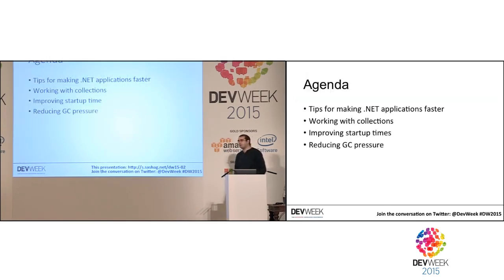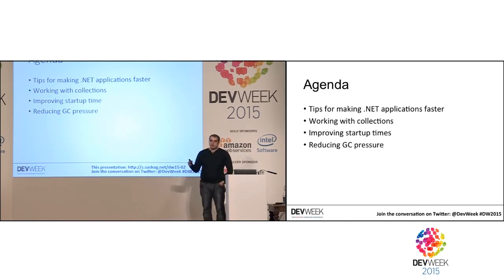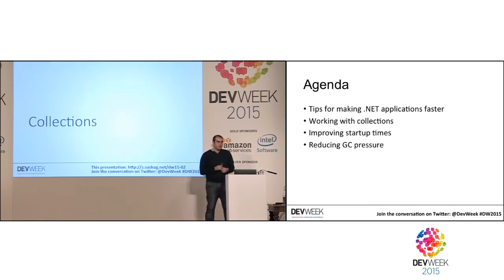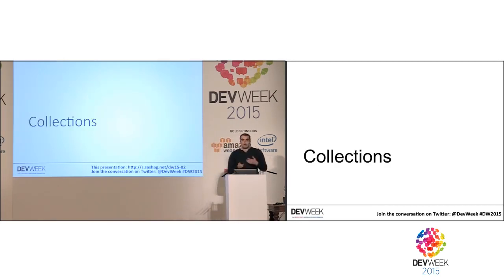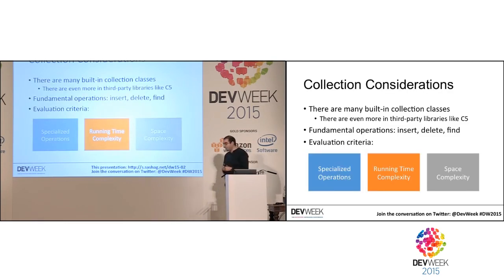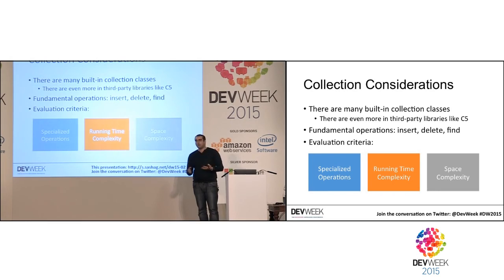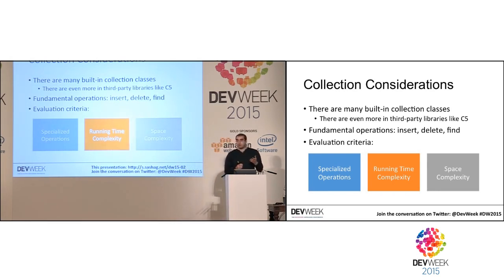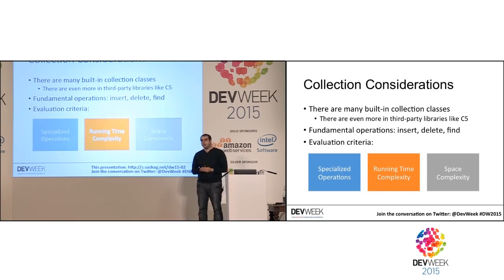So as I said, we're going to talk about collections, startup time, and garbage collection. These are three core topics, and there's lots of little things around. So let's start with collections, and like I said, it's going to be a pretty quick review. The .NET framework has a bunch of collection classes, and new ones are being added all the time. For instance, in .NET 4.0, we had multiple collections made available in the concurrency framework, in the TPL.